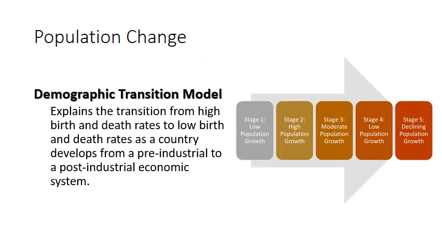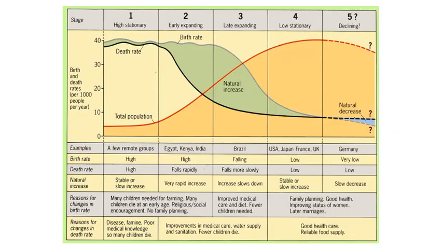Now we'll take a look at everybody's favorite, the demographic transition model. This explains the transition from high birth and death rates in a country to low birth and death rates as that country shifts from being a pre-industrial to a post-industrial economic system. The 3 major components of the demographic transition model are the birth rate, the death rate, and then the result of those two being the total population.